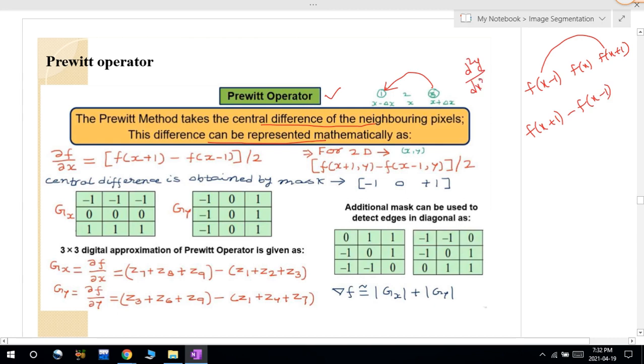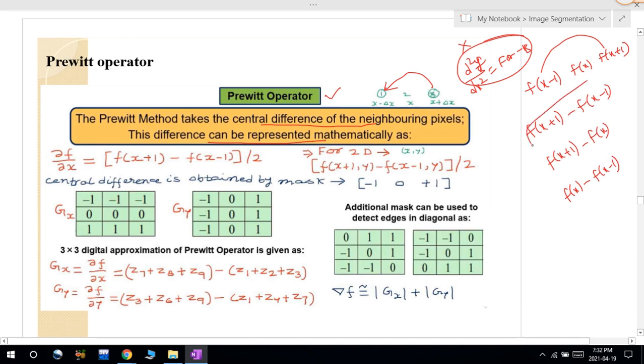Second differentiation is different and central difference is different. In case of second differentiation, I will try to find out forward difference minus backward difference. That is your second order derivative. But here I am considering central difference. Forward difference means f of x plus 1 minus f of x, and backward difference is f of x minus f of x minus 1.